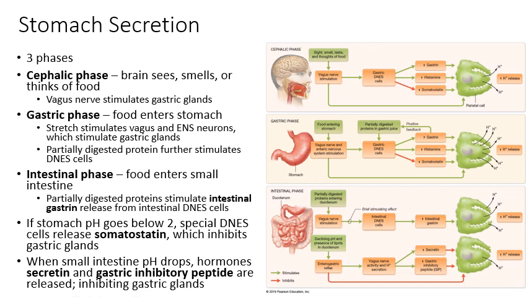So if the pH of the stomach goes below 2, that is going to be sensed by chemoreceptors of the enteric nervous system, and it's going to signal certain DNES cells to start releasing the hormone somatostatin, and somatostatin is going to inhibit the release of anything else from gastric glands. So it stops the release of pepsinogen and the release of stomach acid. Also, if the pH of the small intestine drops, you're going to have DNES cells there release the hormones secretin and gastric inhibitory peptide, which both will also inhibit the gastric glands. So you would stop secreting stomach acid and gastric juice.